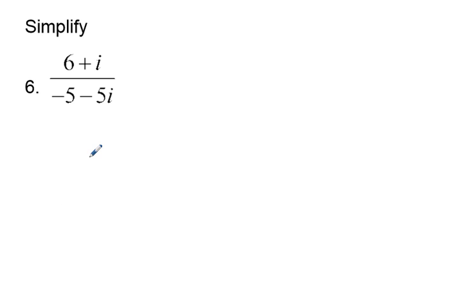Okay, let's get to the second one. Now, the second one is a little bit more complicated because we have a full complex number in the denominator. So in this case, we are going to multiply the top and the bottom of the rational number by the conjugate of negative 5 minus 5i. Recall that when we take the conjugate of a complex number, we take the opposite of only the imaginary part. So I'm going to multiply the top and the bottom by negative 5 plus 5i over negative 5 plus 5i.